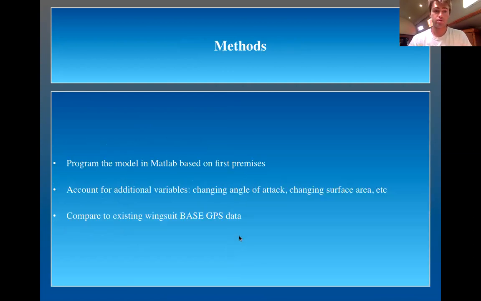So on to the methods. The approach we took was to start with the model and program all the physics in, and then also look at the changing angles of attack and surface area, and then compare. I was lucky enough to get 50 real BASE jump GPS recordings, not some simulation, but literally data from different jumpers who wore a tracker and jumped off cliffs with a wingsuit on. So this is extremely valuable data, even though it's a small data set. So we compared to that data.